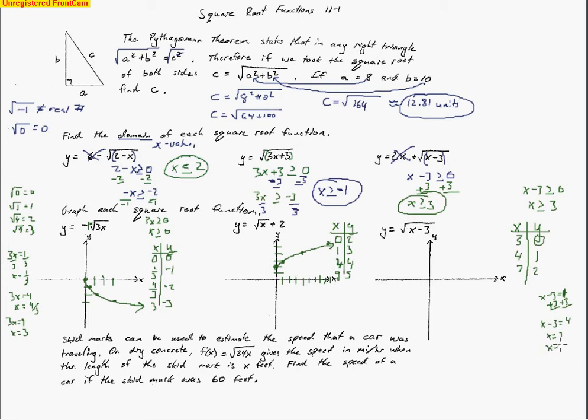x minus 3 equals 9. That's the next one I want to make. So I have to add the 3, so I end up with 12. So 12 minus 3 makes 9. Square root of 9 is 3. So put a 12 in here, you end up with 3.